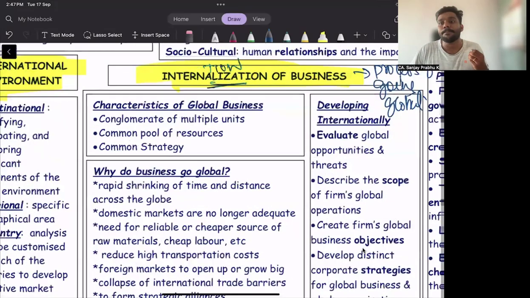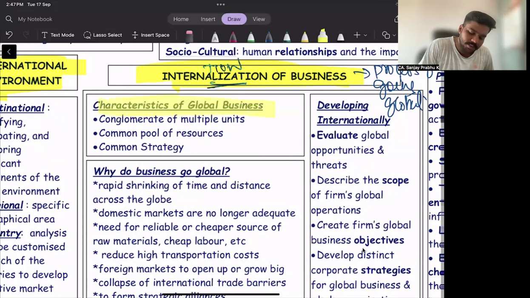Now you have to understand. Can you tell me a few companies which expand their business in multiple countries? Sir, Tata, Reliance, McD, Apple, Hyundai. All these companies conduct their operations in multiple countries, hence they are known as global businesses. What are the characteristics of a global business? First one, conglomerate of multiple units, common pool of resources, common strategy, common ownership.